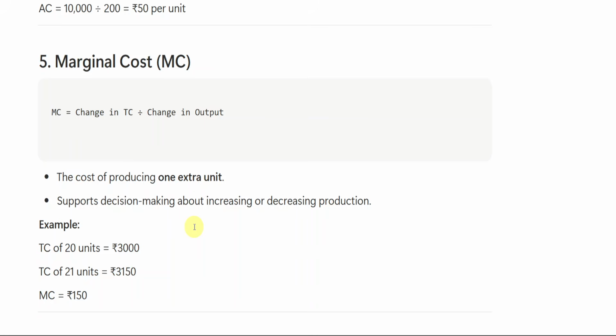Then we have marginal cost. Marginal cost means change in total cost divided by change in output. This is the cost of producing one extra unit. If we are producing one extra unit, what will be the amount?